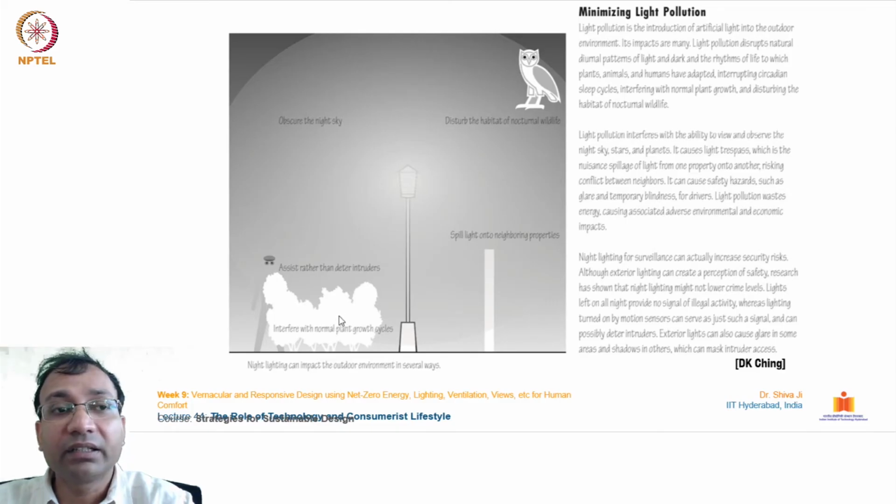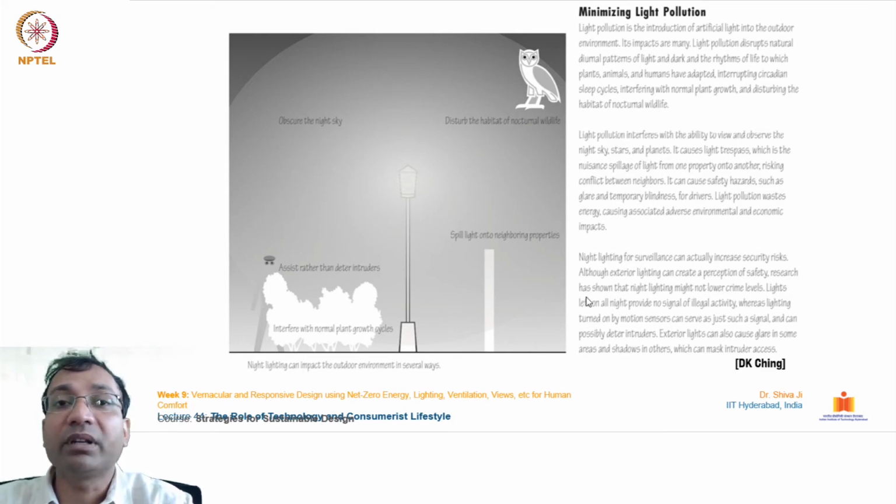Secondly, these plants also feel a disturbance, because along with the birds and other nocturnal animals, these plants also have their daily cycle when they go for rest, and you may have heard that plants also excrete CO2 in the night time. So this spillage of light in excess in the night time disturbs their cycle also.